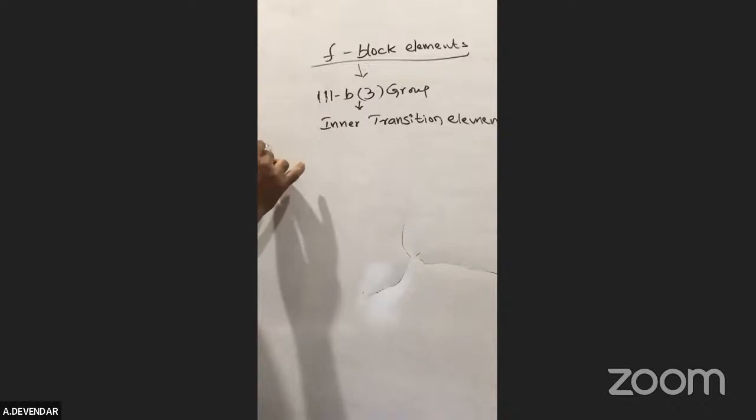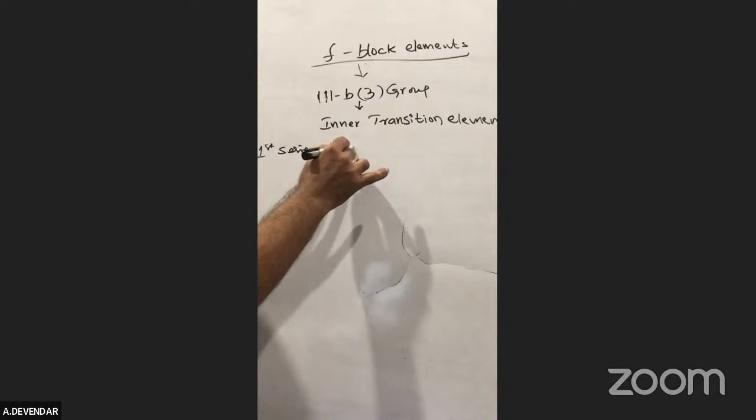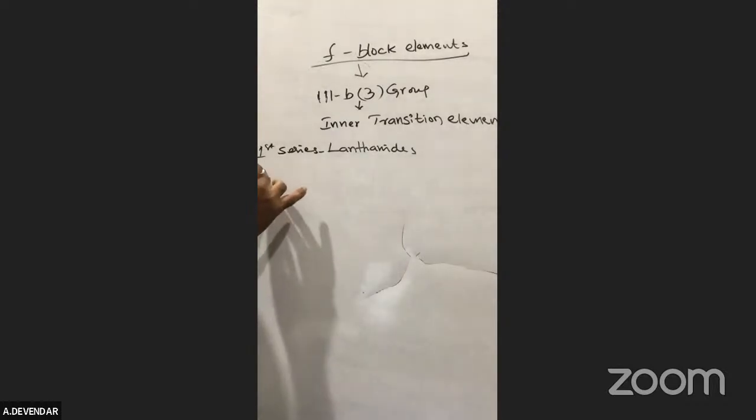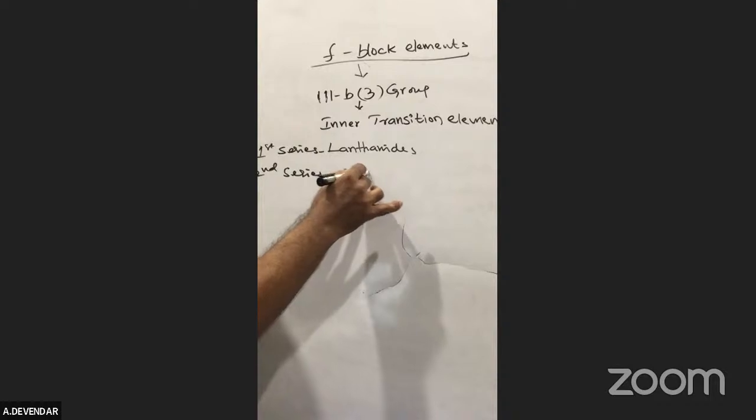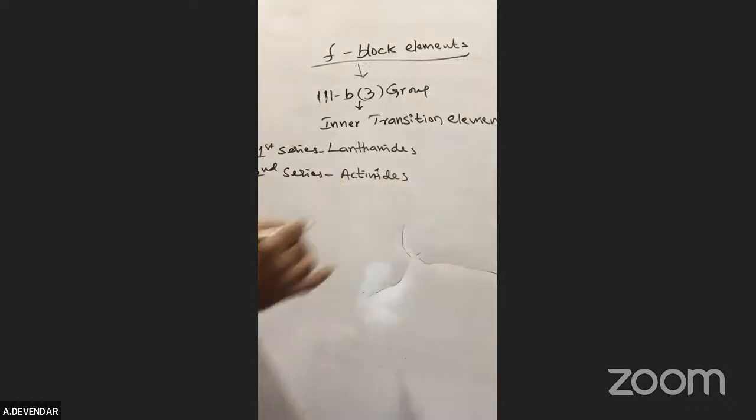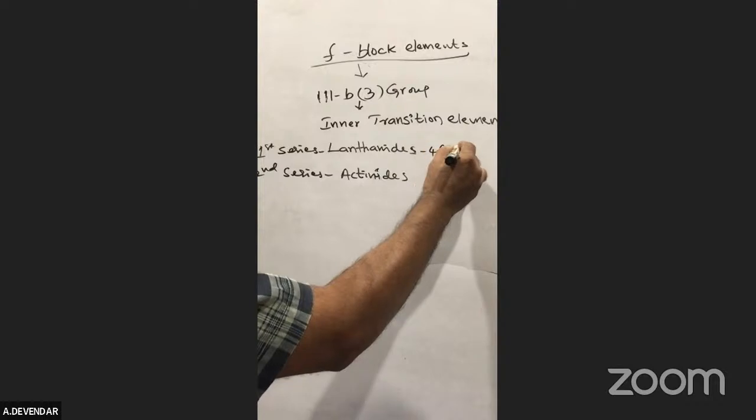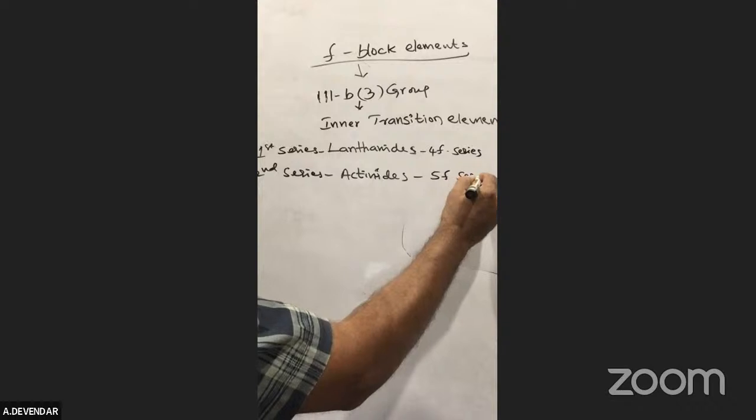The first series is called lanthanides, and the second series is called actinides. The lanthanides and actinides are present here. These lanthanides are called the 4F series, and the actinides are called the 5F series.